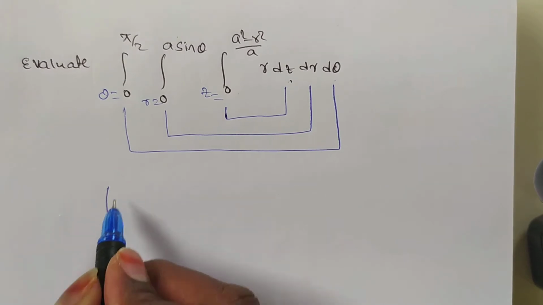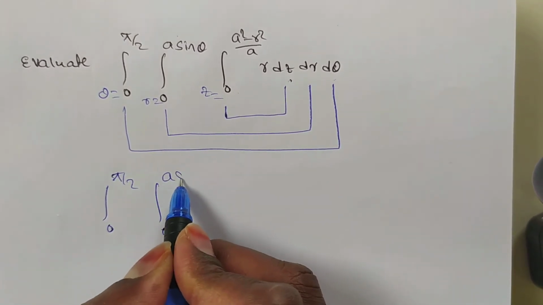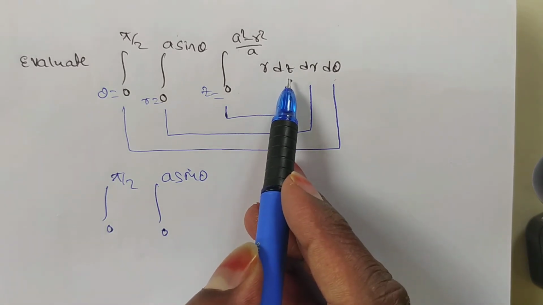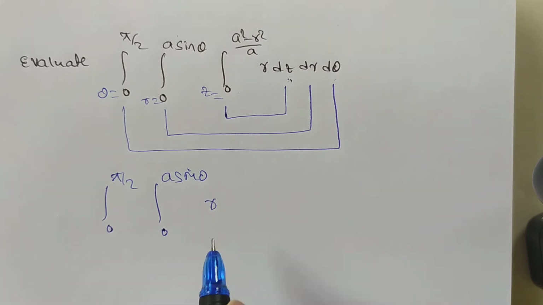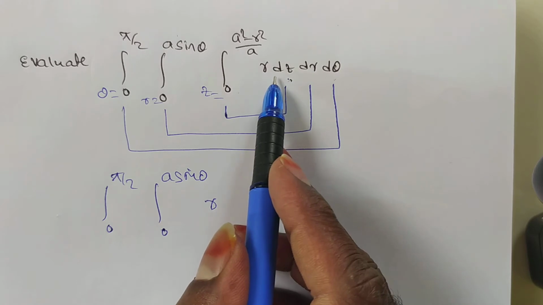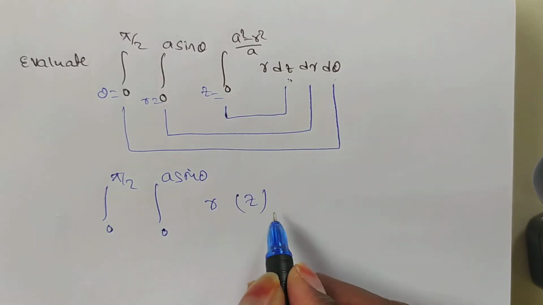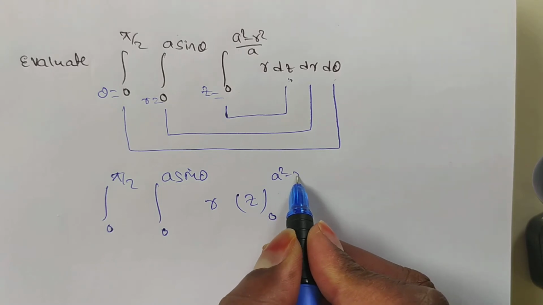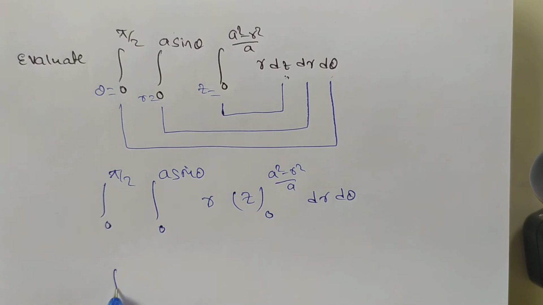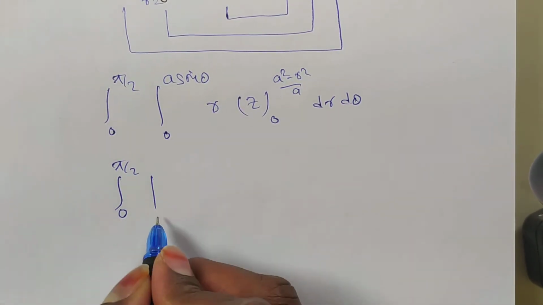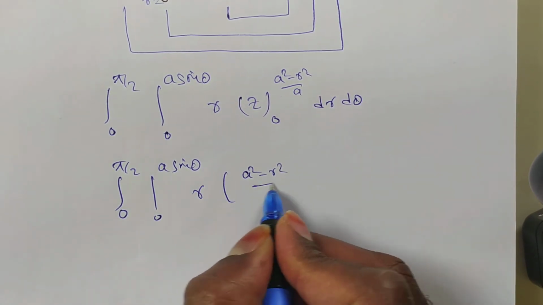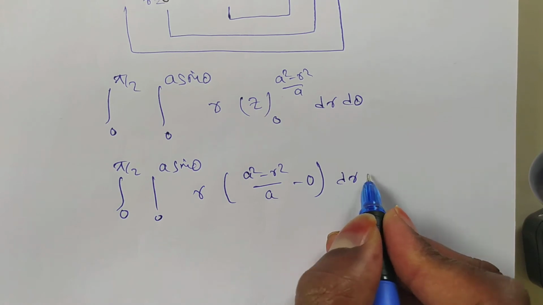So integral 0 to pi by 2, integral 0 to a sin theta. Now we are integrating with respect to z. While integrating with respect to z, r is a constant only, so treat it as a constant. Now r times the z quotient, the z quotient is 1, so 1 into dz. The integration of 1 with respect to z is z only. Now limits from 0 to (a square minus r square) by a, into dr d theta. Now integral from 0 to pi by 2, integral 0 to a sin theta, r into the upper limit if you substitute, (a square minus r square) by a minus 0, into dr d theta.